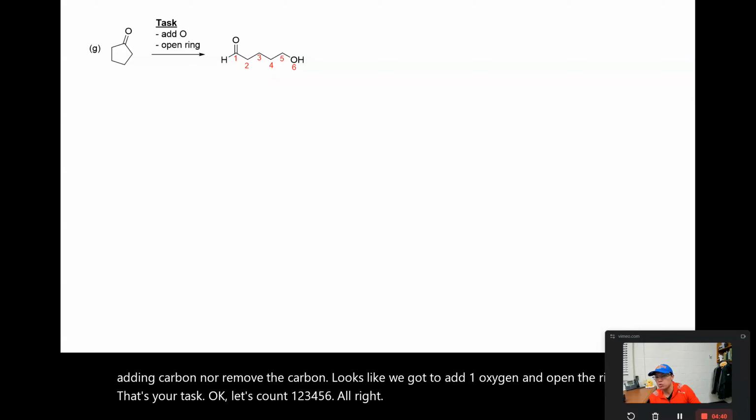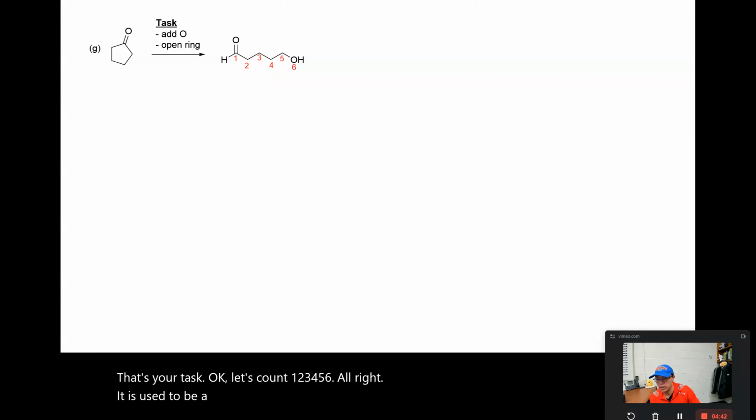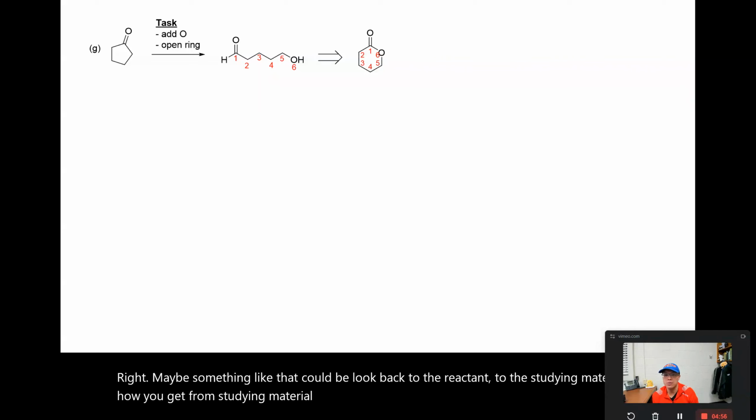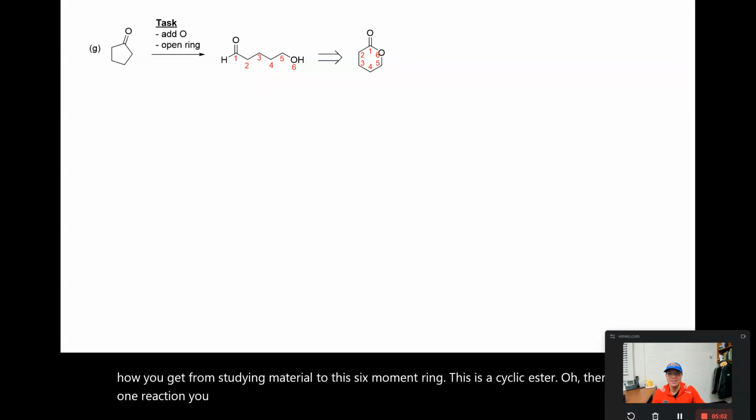It used to be a ring, a 6-membered ring. Maybe something like this. Yeah, right. Maybe something like that. That could be. Look back to the reactant, the starting material. How do you get from the starting material to this 6-membered ring? This is a cyclic ester. Oh, that's one reaction. Do you know what that is? I do. Okay, so let's do this.